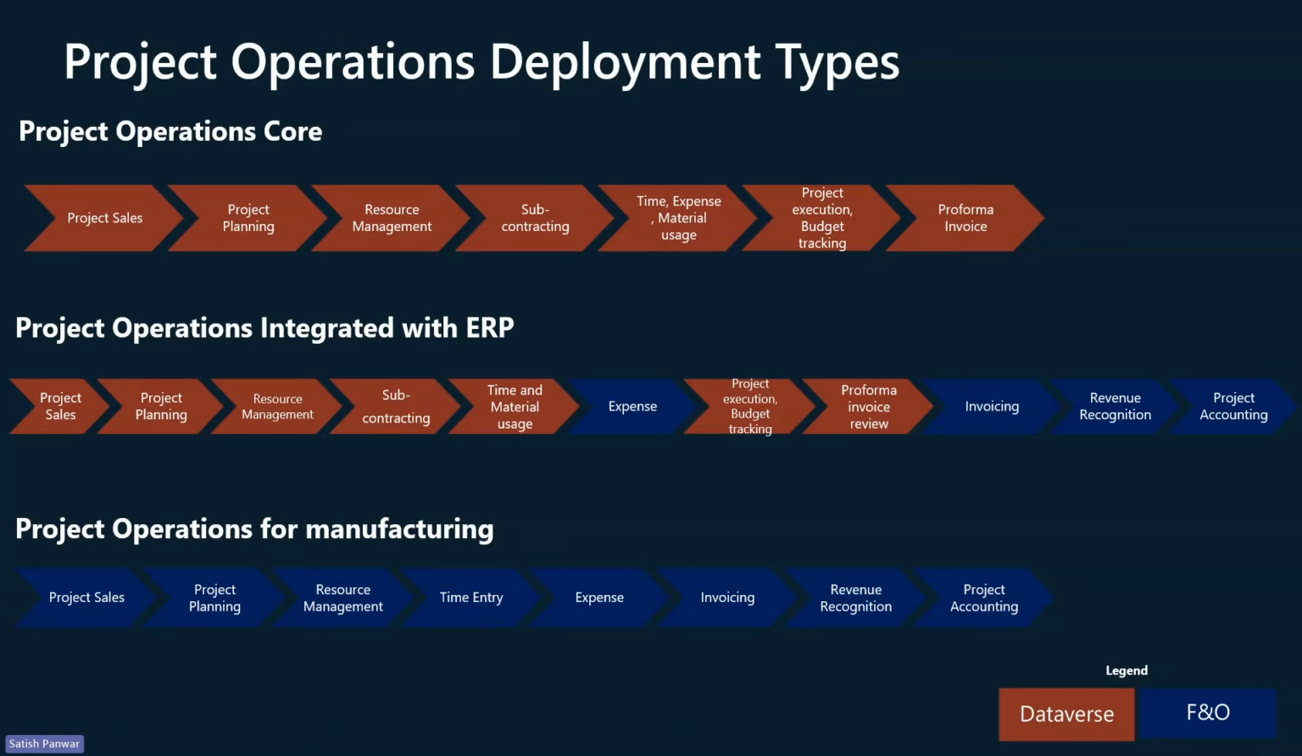If you're currently using a project operations for manufacturing deployment type and do not require project production orders, you can now move to the modern architecture of project operations. For more details, refer to our Learn documentation.